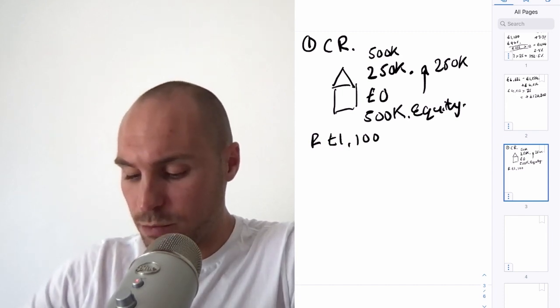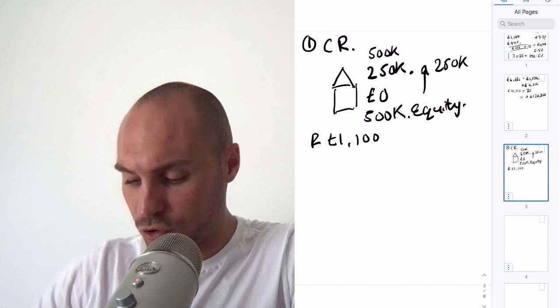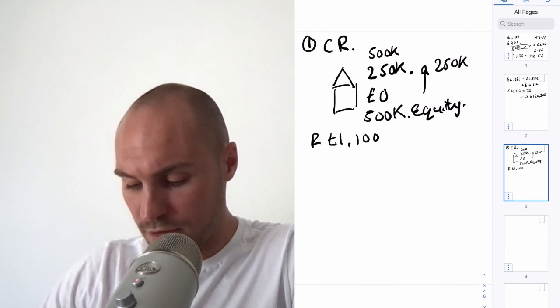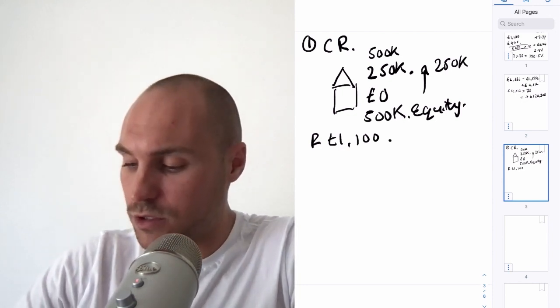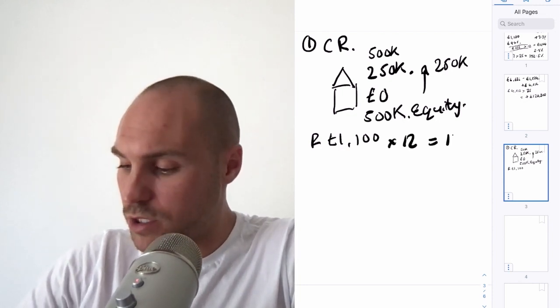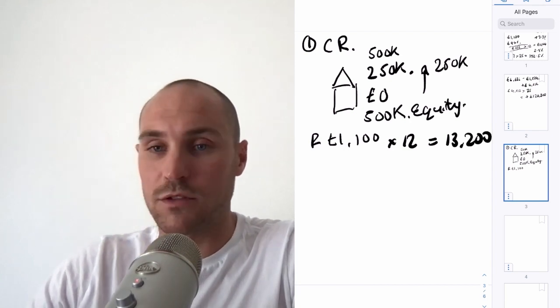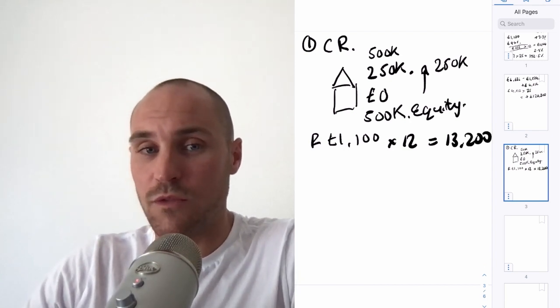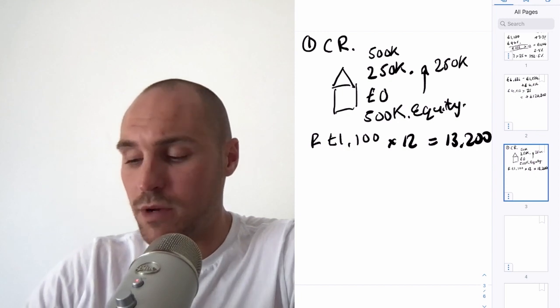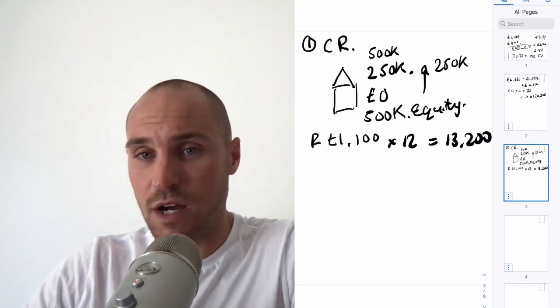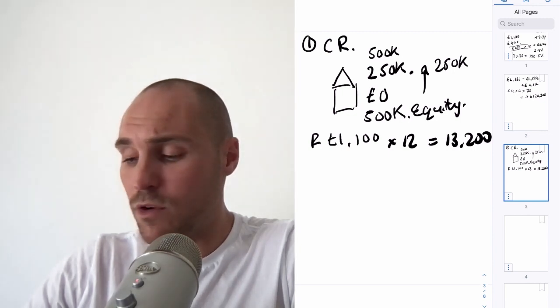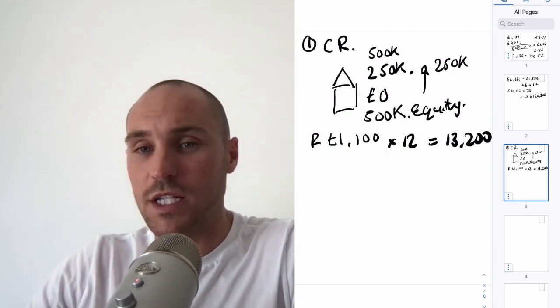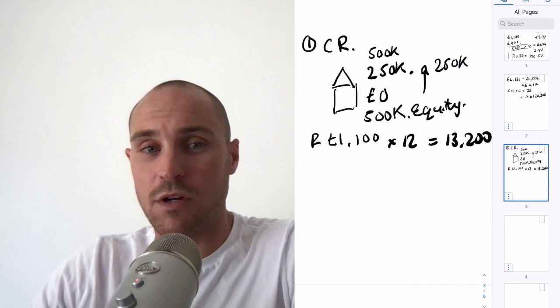Now we take the £1,100 and we times that by 12, which equals £13,200. That's what we're making a year. So if we did example one, capital repayment, we own one property at the end of 25 years that has £500,000 of cash equity in it, which is our money. We paid off the mortgage and we make £13,200 a year in annual cash flow.